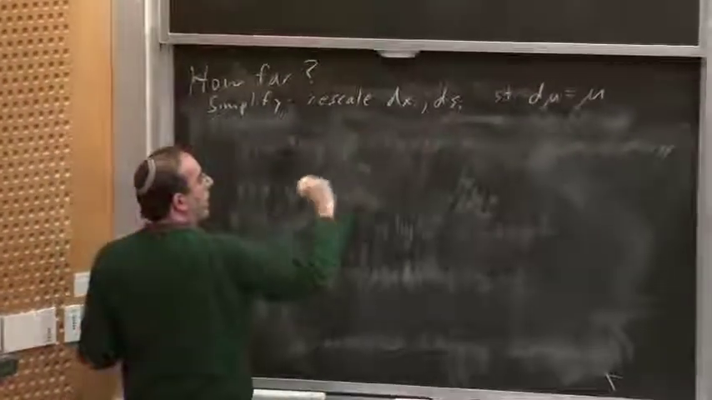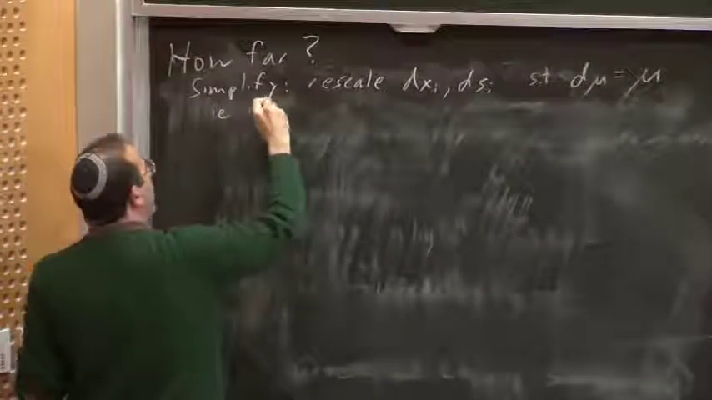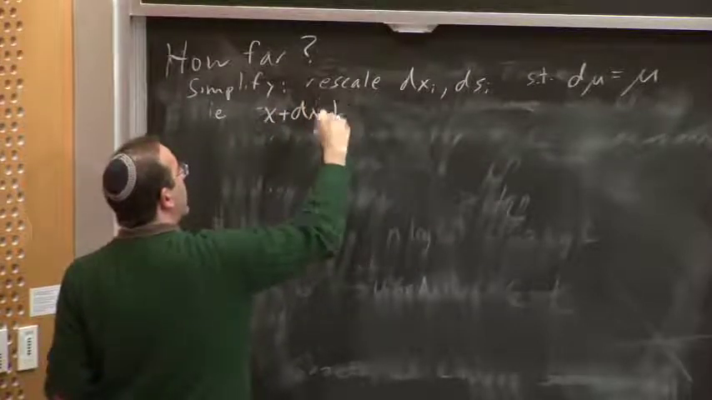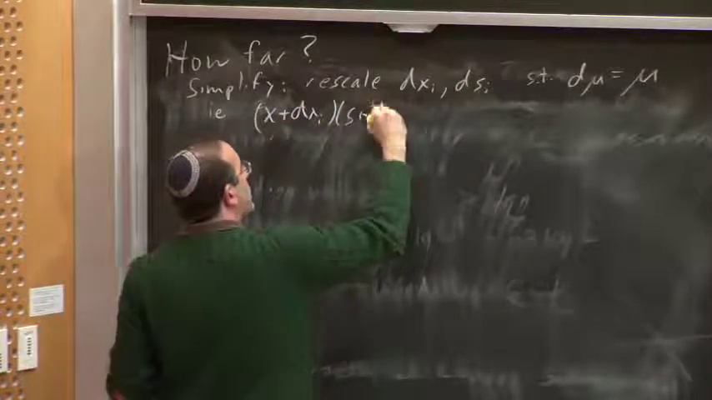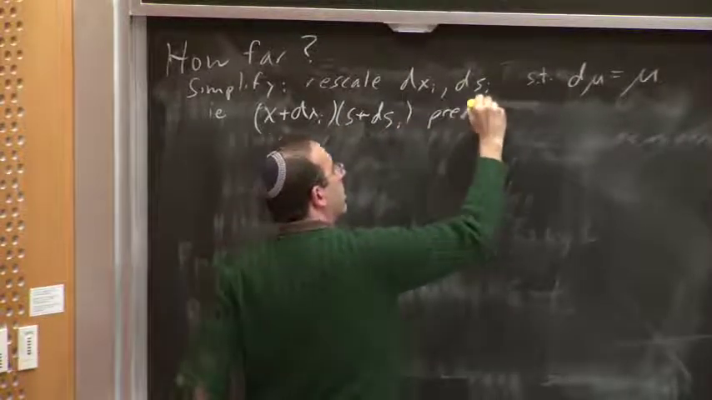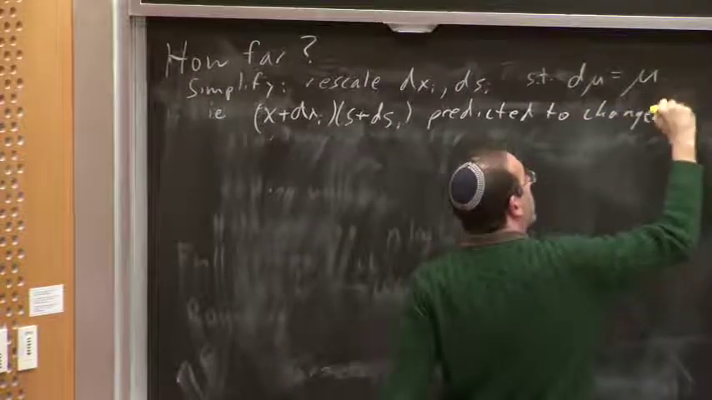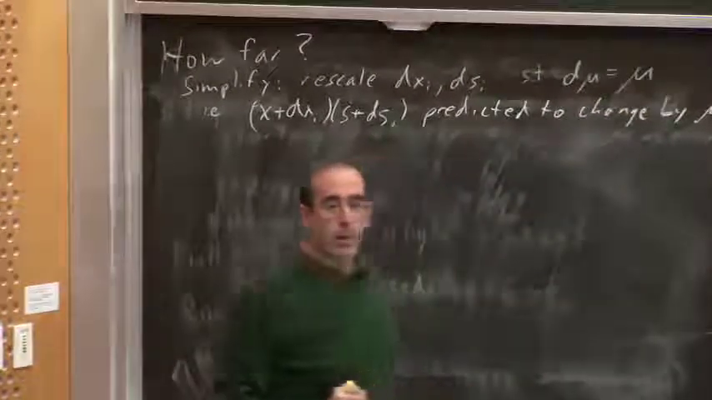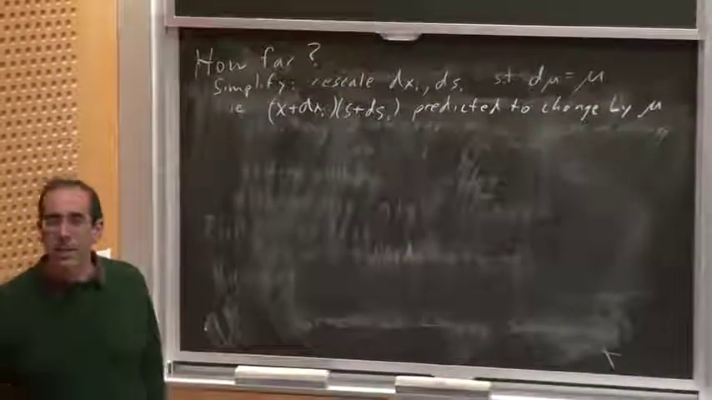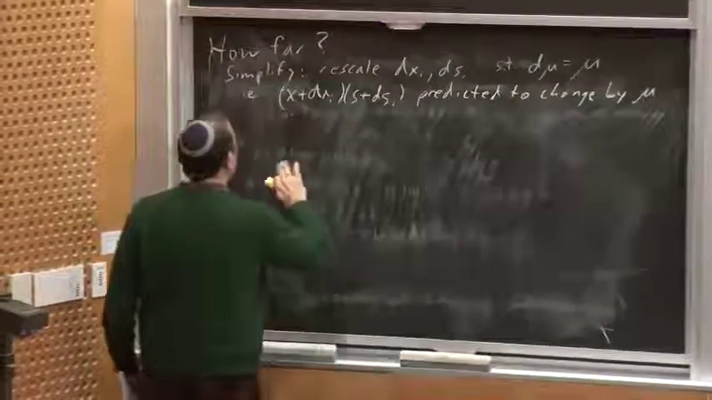In other words, what that's saying is that if x plus dxi times s plus dsi is predicted to change by mu. Of course, that's just the first order prediction. It's not actually what's going to happen because the second order term is going to come into play.